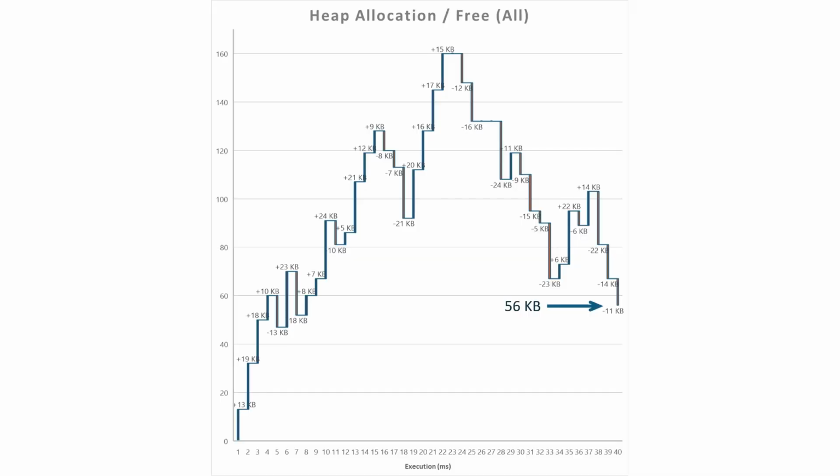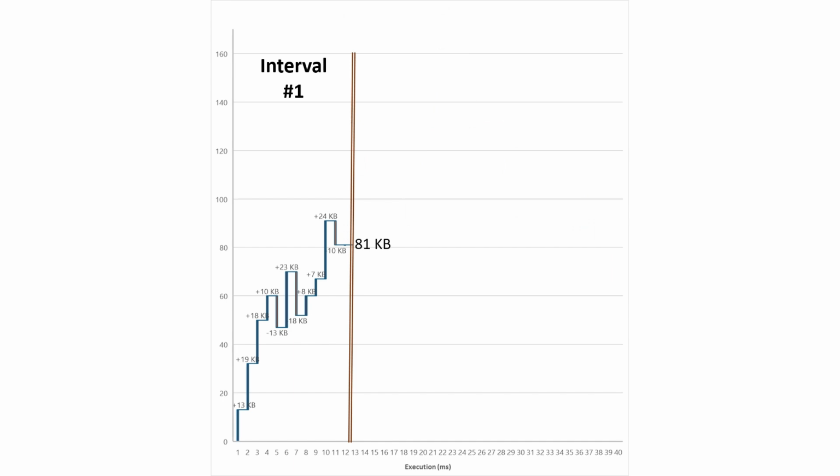Let's move on to heap snapshots. To illustrate how this works, let's return to our sample heap trace, which, as you recall, has 20 allocations and 17 frees. We're going to divide that trace into 3 intervals and 3 snapshots.